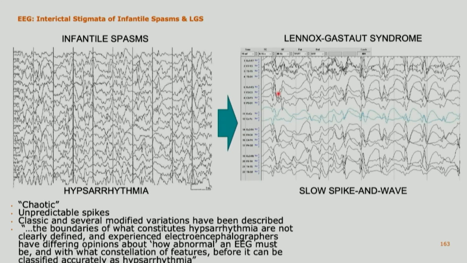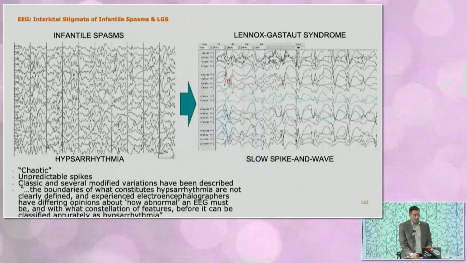And then the question is, we see this chaotic pattern evolve into the slow spike and wave pattern of LGS. And to us, and I think to everybody, we ask the question, is this really the same network? Is this the same process that just manifests differently in an older, more developed brain? Or is this something different but related?